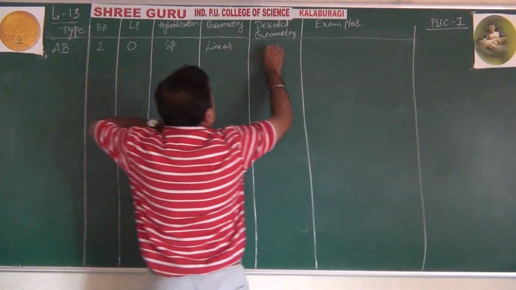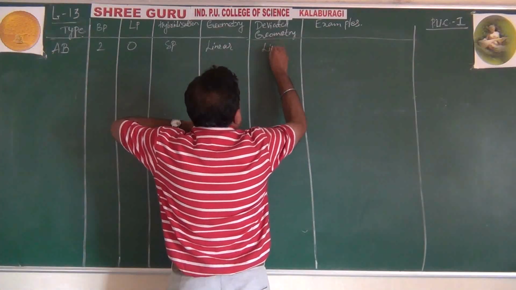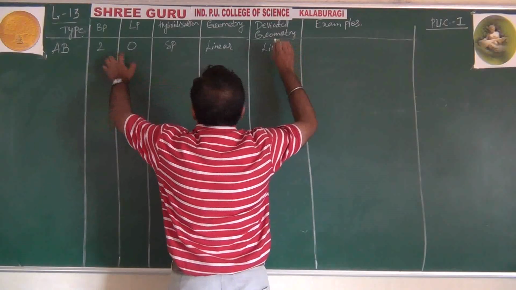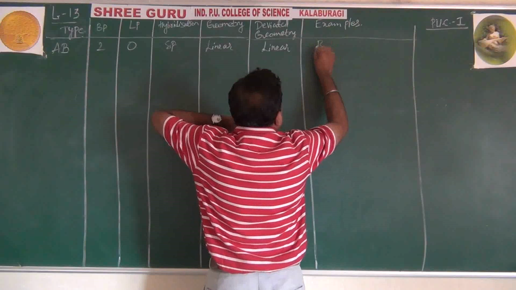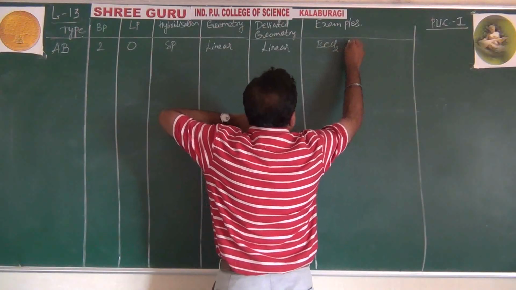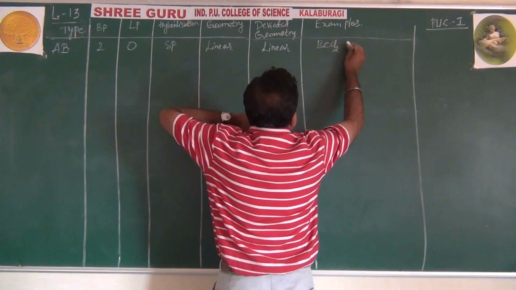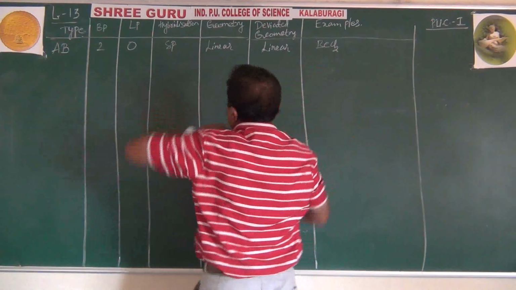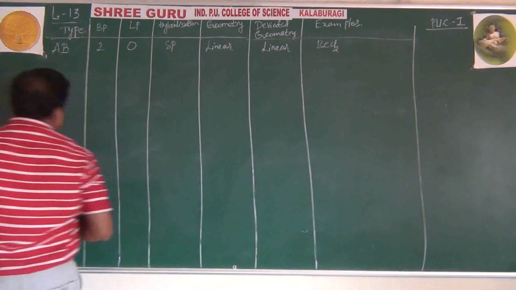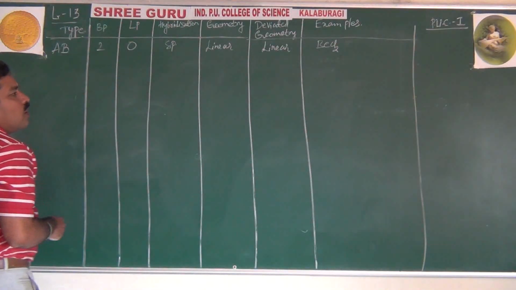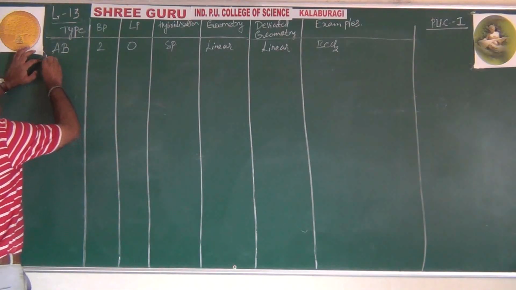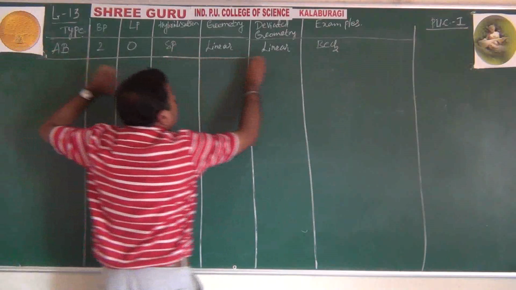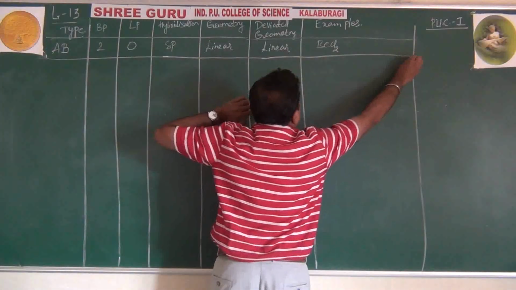The geometry is linear, with no deviated geometry. If the lone pairs are zero, it will not affect the geometry. Examples are beryllium chloride; even BeF2 I can also give. The best example is beryllium chloride. All are bonding, no change, no lone pair.